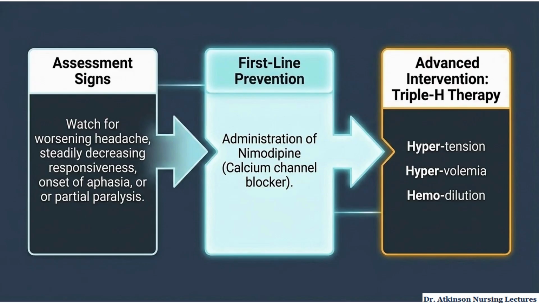Now, historically, you may hear about triple H therapy: hypertension, hypervolemia, and hemodilution. The goal was to improve cerebral perfusion through narrowed vessels. Current practice has evolved, and management is much more individualized now, but you still need to understand the concept because you'll hear it discussed in neurocritical care settings. The big takeaway is this: after a hemorrhagic stroke, patients may initially stabilize, then suddenly worsen days later because of vasospasm. Continuous neuroassessment is absolutely essential.